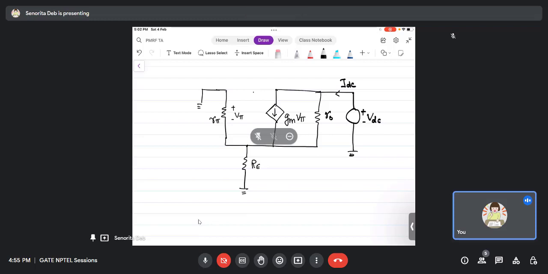Two more minutes. It's pretty easy. Just put a KCL and KVL in proper nodes and paths. You will get it. So after we finish solving this for the output impedance, we will have a look into the voltage gain, solve some problems, and then we will go to the common collector.